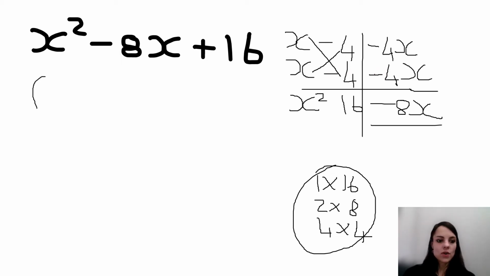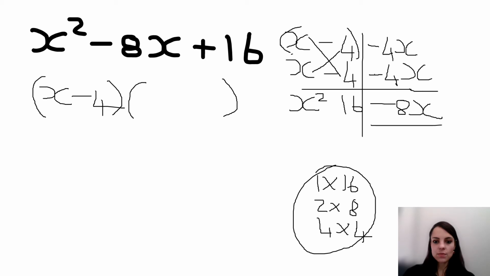Okay, then you are ready to do your two brackets. First bracket, x minus 4, which we got here. The next bracket, the same, x minus 4. Remember now to always check your answer. Is a negative 4 times a negative 4 positive 16? Yes, it is. And then you know it is correctly factorized.